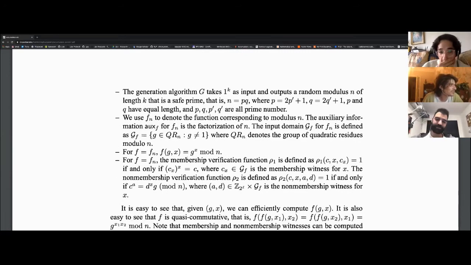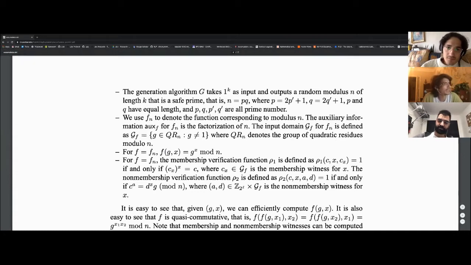Basically, what you do, your accumulator of G and X, where X is the data element you're accumulating, and G is just a parameter, in this case the base, is just going to be G to the X mod N, where your parameters here are this N, which is the RSA modulus of length K, and it has to be a safe prime, meaning that it's the product of two primes that you can write in this form, basically, where P and Q have equal length, and they're all prime numbers.